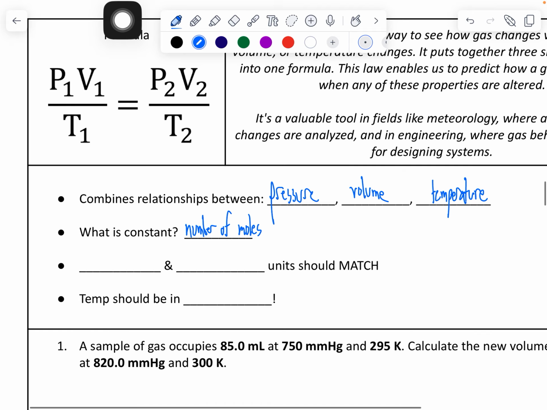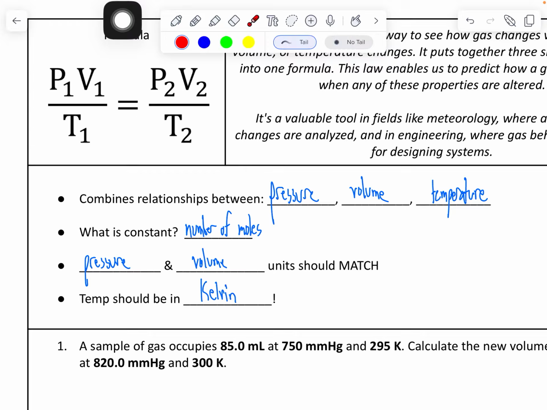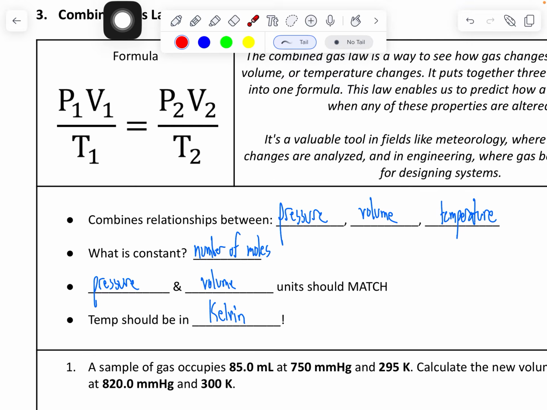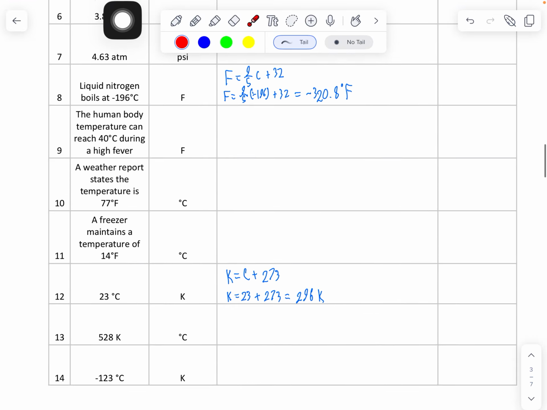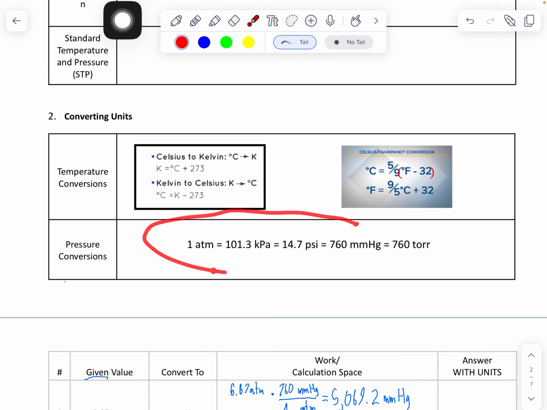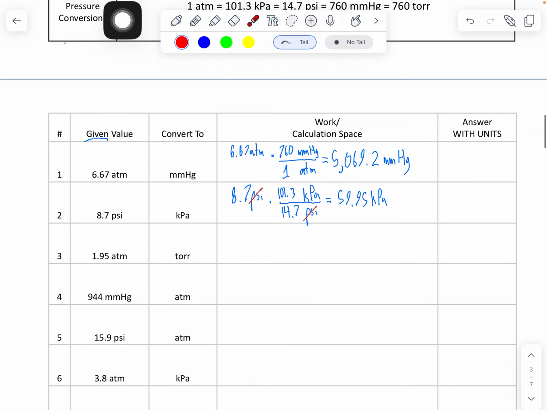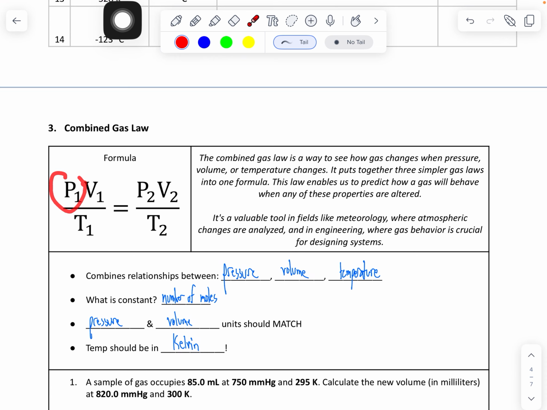Make sure your units match for pressure and temperature. Actually, what I mean to say is pressure and volume. Temperature units should also match, but temperature should always be in Kelvin. Temperature needs to be in Kelvin for this equation to properly function. Pressure and volume, it does not matter what units they are in. Remember, we said pressure can be in all of these different units. As long as pressure 1 and pressure 2, P1 and P2, are the same, it doesn't matter what they are. You just have to make sure that they match.